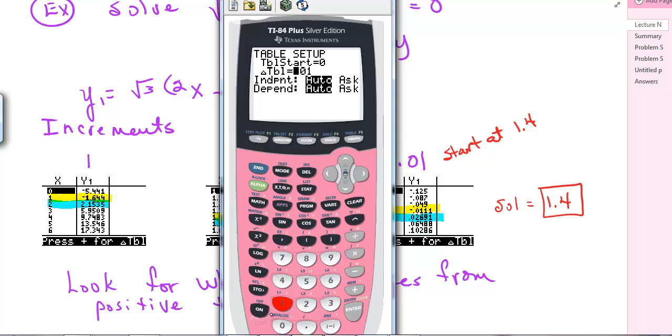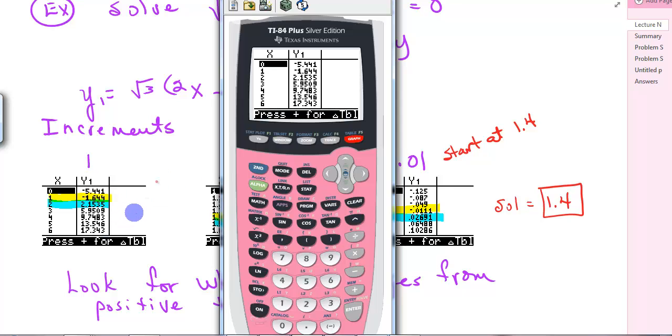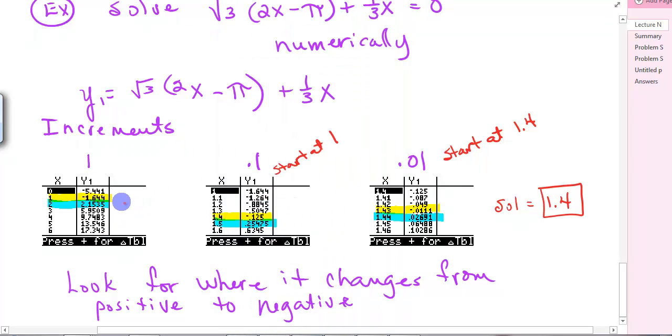So we're going to put 1. And you want both of those on auto. So now we're good, and we'll go to second table. We should get what I have here. All right. So what you're looking for is, where did that change from positive to negative or negative to positive? Well, at 1, I'm at a negative value, and 2, I'm at a positive value. All right. So now I know that it's between 1 and 2. My solution's between 1 and 2.